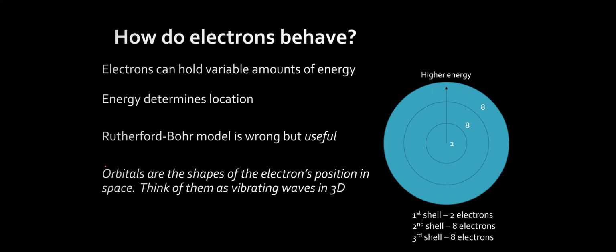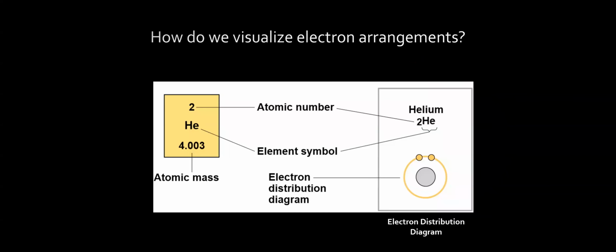And now we're going to explain what an orbital is. An orbital is the shape, the actual shape of what the electron's doing inside that shell. Think of them like vibrating 3-dimensional waves. So we're going to start to visualize electrons now. How do we visualize the arrangement? Well, there's two ways to do it. There's an easy way and a hard way, and we're going to deal with the easy way almost exclusively, but I'm going to explain what the hard way looks like. So the easy way, which is not accurate, is called the electron configuration or electron distribution diagram.